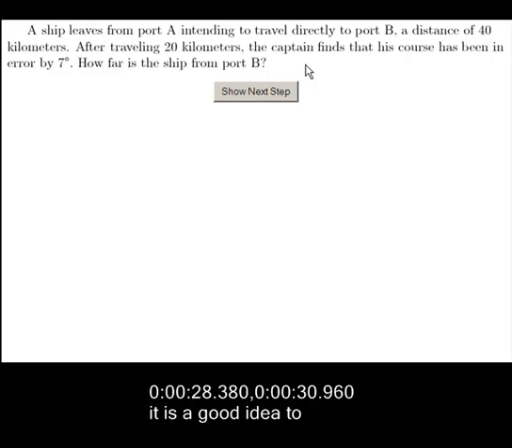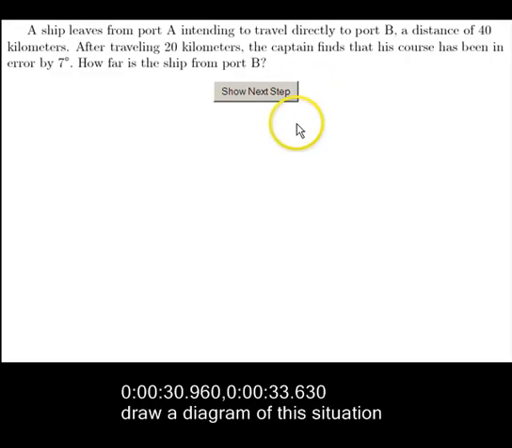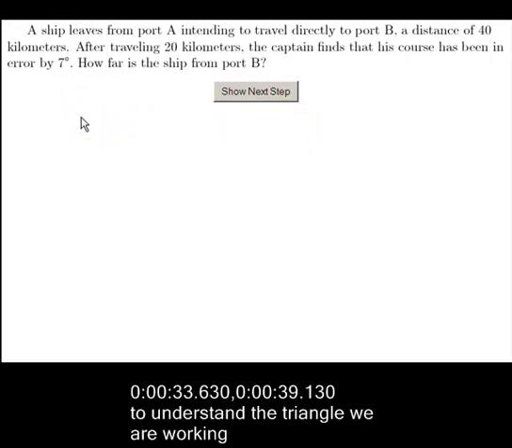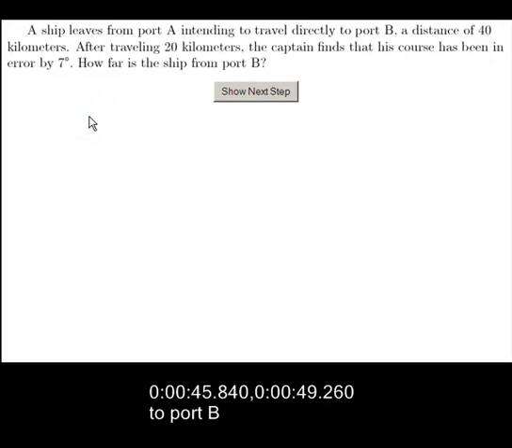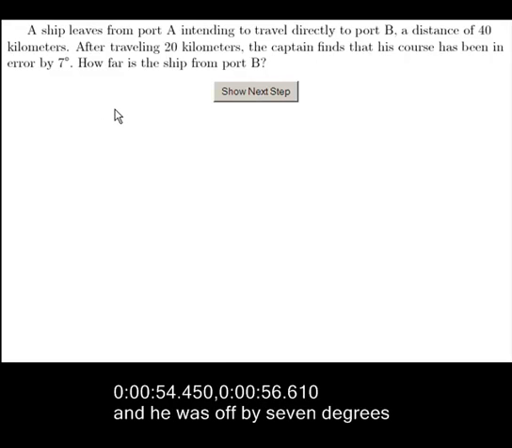It is a good idea to draw a diagram of this situation to understand the triangle we are working with. So we have port A and a distance of 40 kilometers to port B. But when the captain left port A, his course was in error and he was off by 7 degrees. So instead of being on this course to B, he was off by 7 degrees.